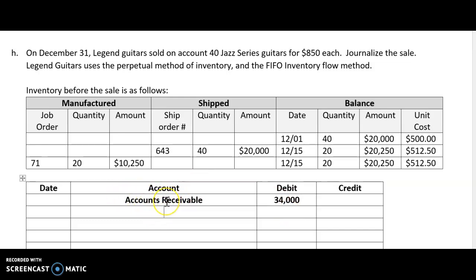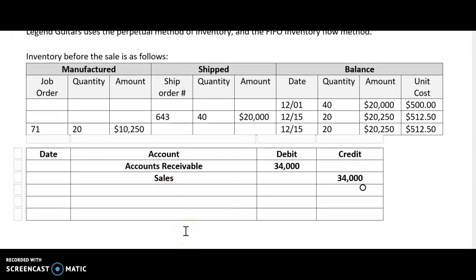So this tells us we're going to receive $34,000 from our customers later, and this is a sale, which is a revenue. So we're going to credit our revenue account, sales. That's recording the sale. But we need to take care of our finished goods because we have sold those, so they're no longer sitting in finished goods. So we're going to be doing FIFO, which if you remember, we sell the oldest one first: first in, first out. So the oldest one's going to go first.